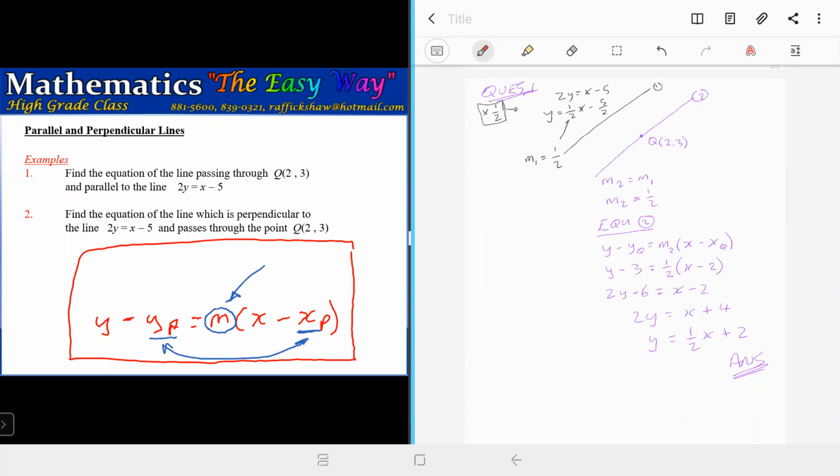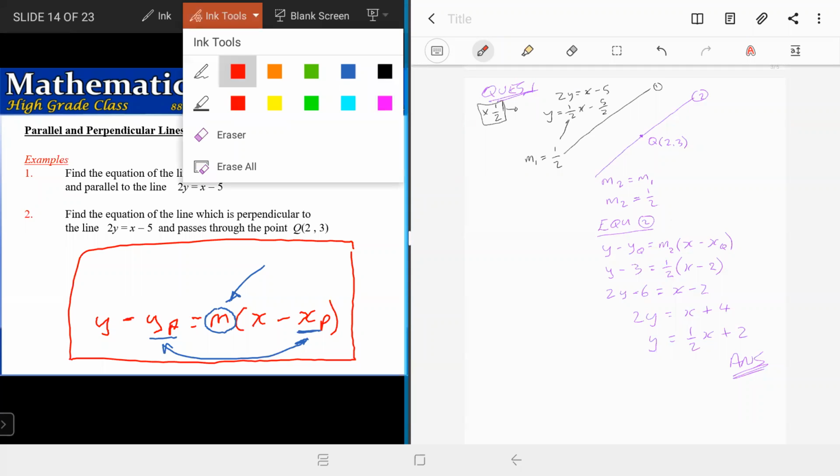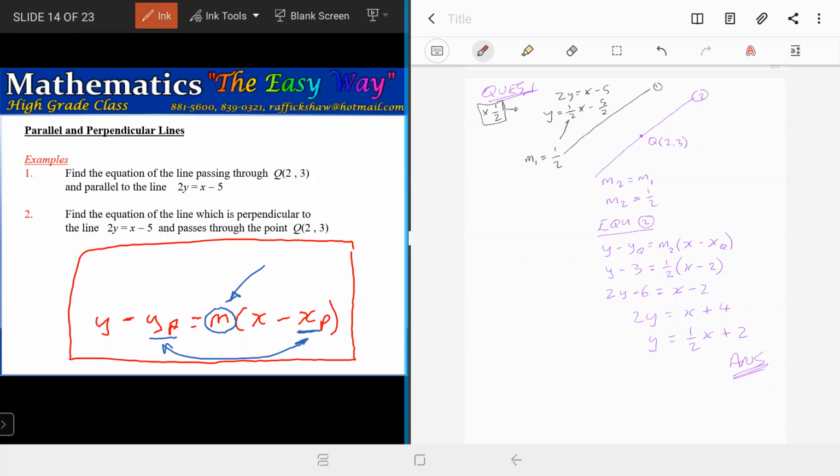So in neither of the two lines that we want did we have to go looking for a point. They gave us the point straight. But then they didn't give us the gradient straight. They wanted us to apply our knowledge of perpendicular lines and parallel lines.